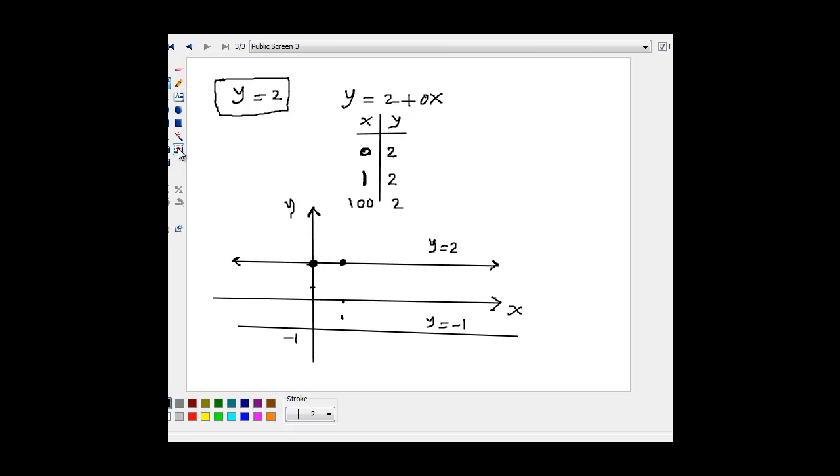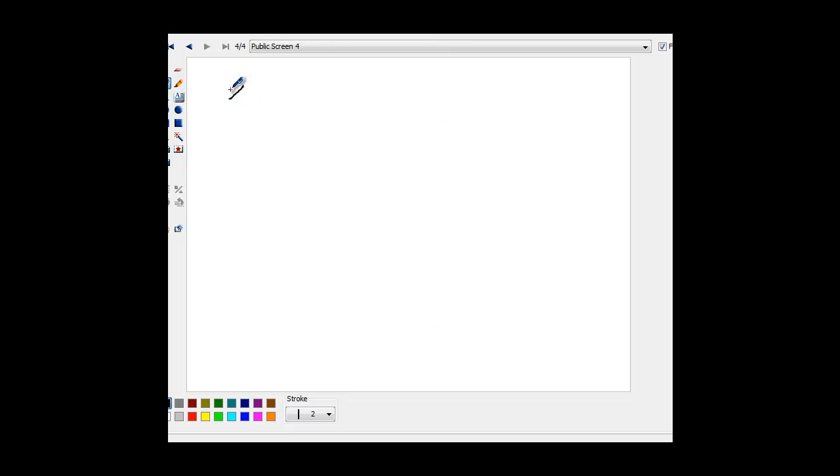The last thing I want to show you is a vertical line. If I have x is equal to 2, can you tell me what's missing this time, Parisa? Something is missing now. What's missing? Y is missing. Good job. So x is equal to 2 plus 0y.